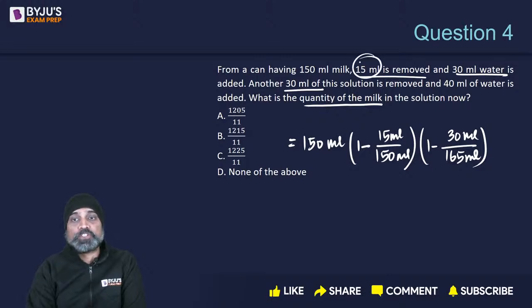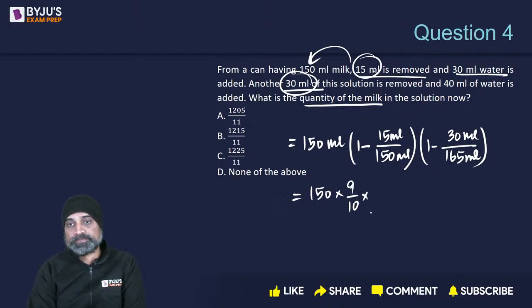When 15 ml was removed, it was out of 150 ml. When 30 ml was removed, it was out of 150 minus 15 plus 30, that is 165 ml. So we are supposed to solve this. 15 by 150 is 1 by 10. So this becomes 9 by 10.